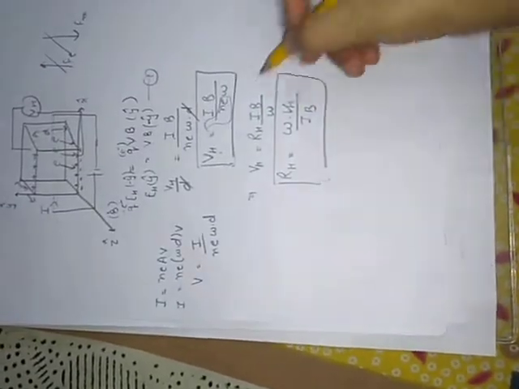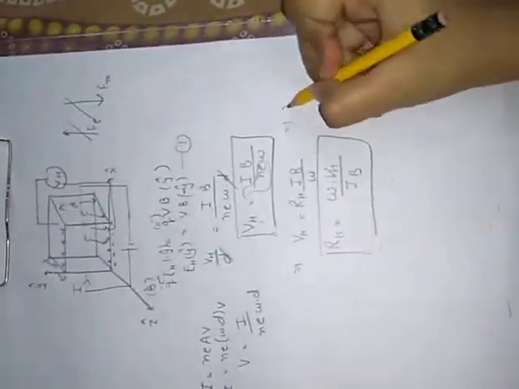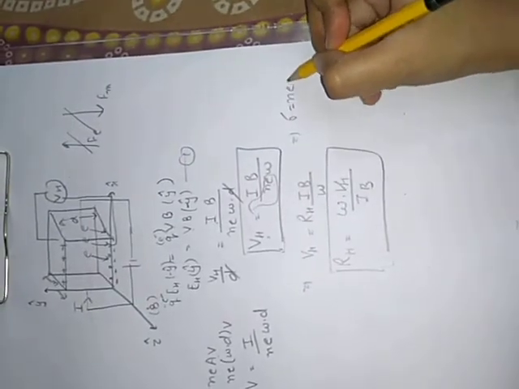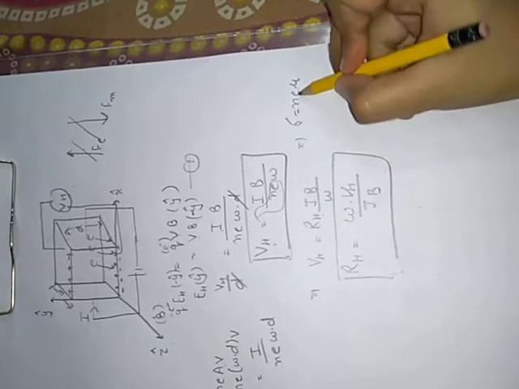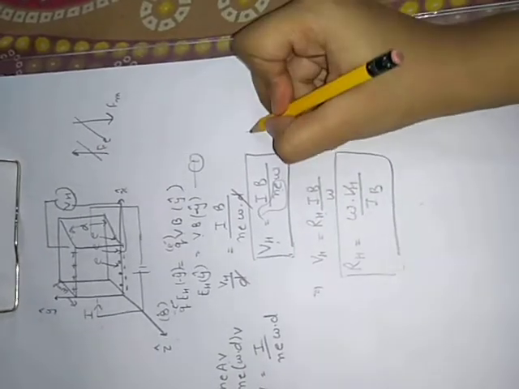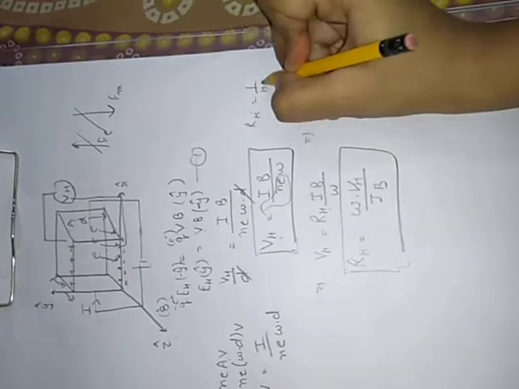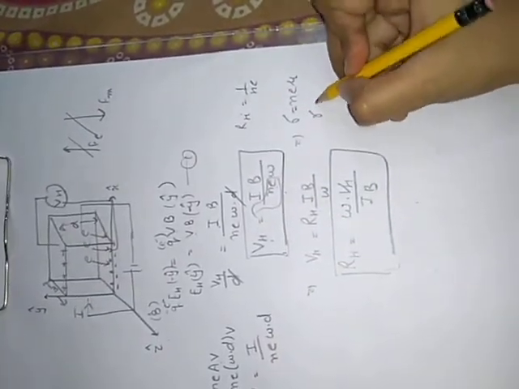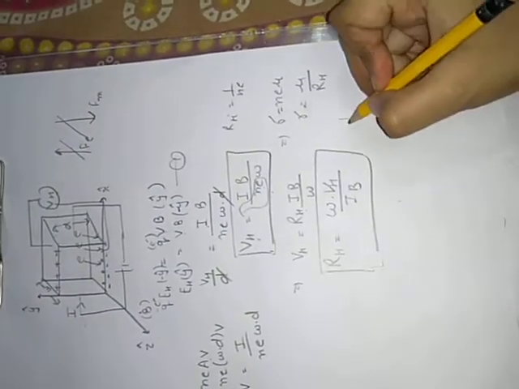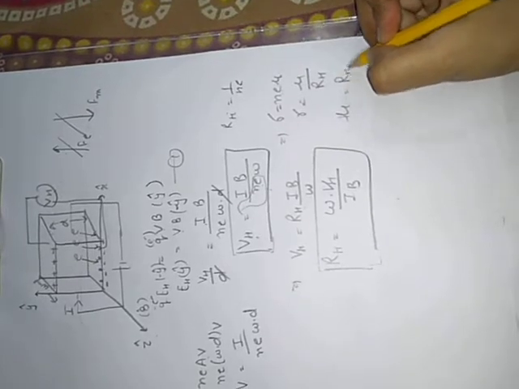There is another relation between conductivity and mobility. You can also relate the Hall coefficient from this equation, because your R_H equals 1 upon ne from here. So your mobility becomes R_H into sigma. In this way, from these relations you can calculate various quantities.